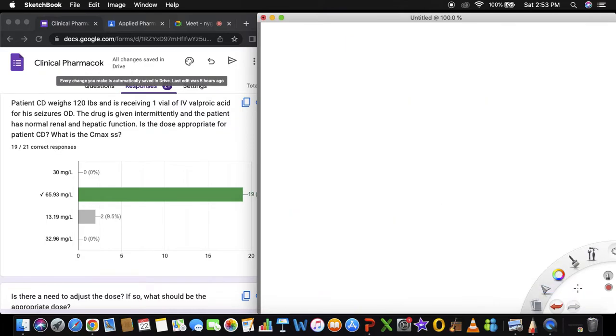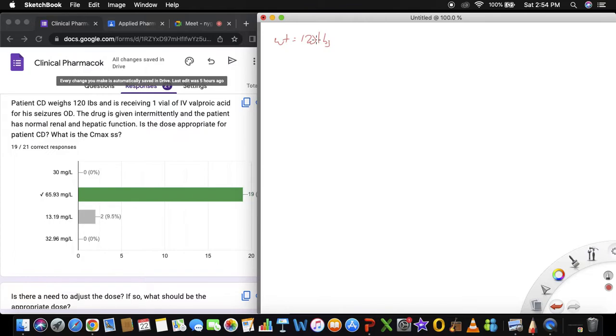So, here, class, we have patient CD who weighs... Any questions so far, class? May tanong ba muna regarding sa digoxin? None po. Wala pa naman. Okay. Nice. Thank you very much. Okay. So here, class, we have patient CD who weighs 120 pounds.